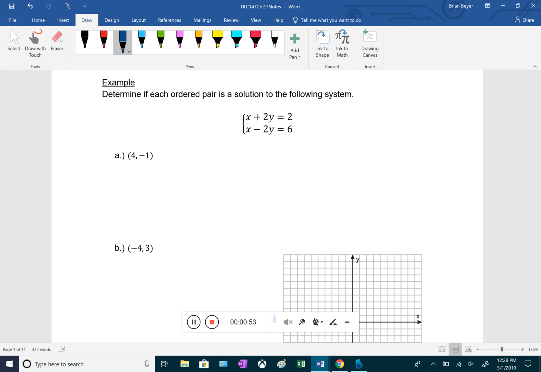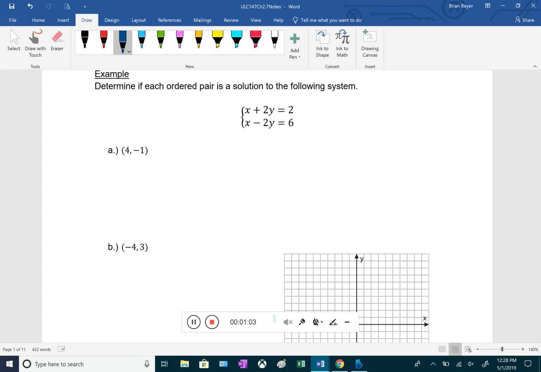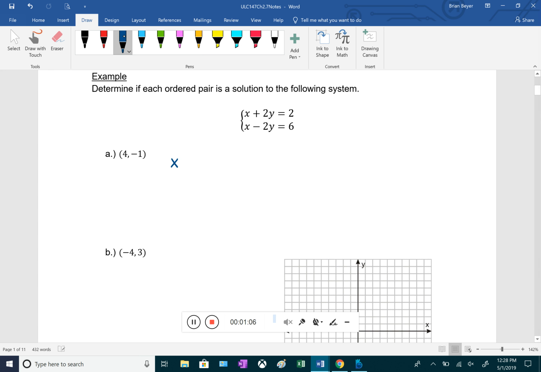So what we're going to do is plug in for the first one, for a, 4, -1 into each one of those equations to see if it works. Starting with the first one, we have x plus 2y equals 2, and we're given an xy coordinate, so we plug 4 into x and -1 into y. So it's 4 plus 2 times -1 equals 2. That's 4 minus 2 equals 2, and we get 2 equals 2. That's obviously true, so that one works out.